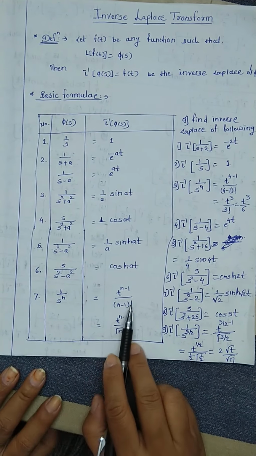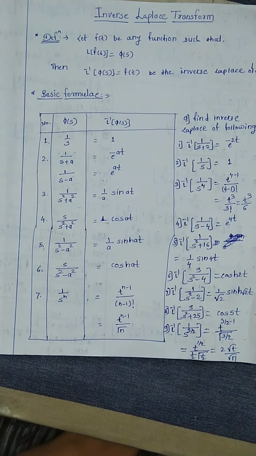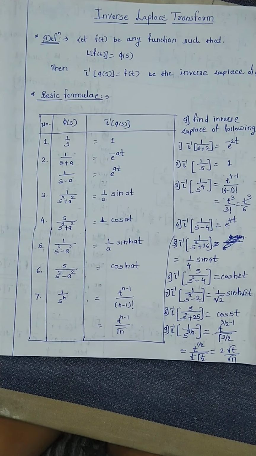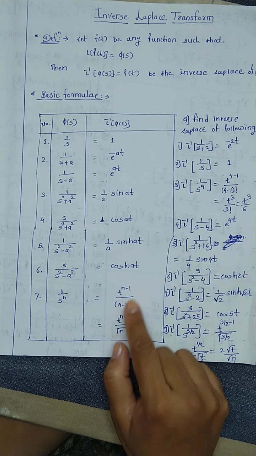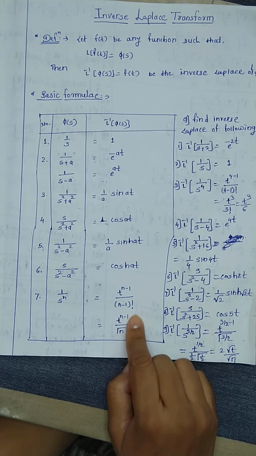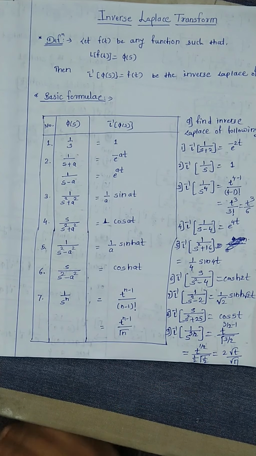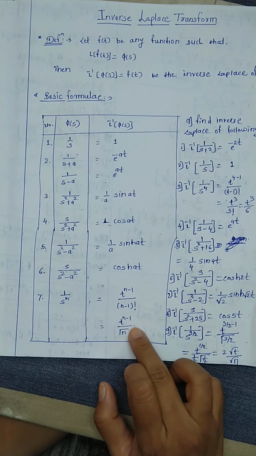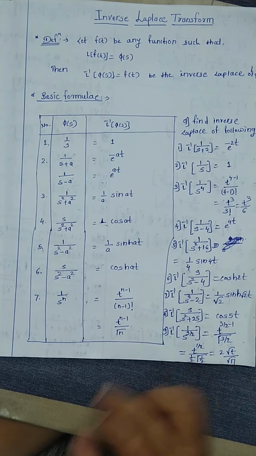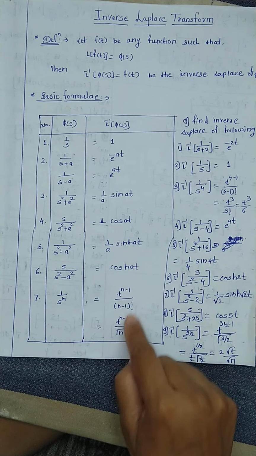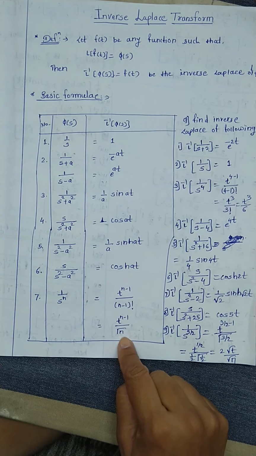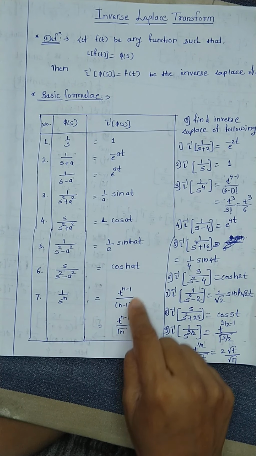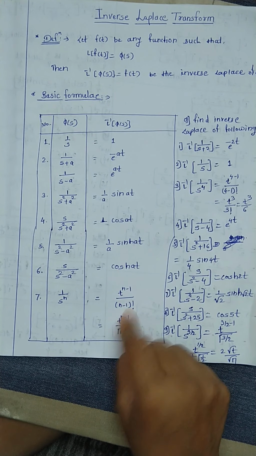The first one is for integers like 2, 3, 4 and so on: t raised to n minus 1 upon n minus 1 factorial, in terms of factorial. And the second one is in terms of fraction. If n is a fraction, you have to use this formula. For both formulas the numerator is the same: t raised to n minus 1. For gamma, only gamma n. For factorial, just one number less, the same as t raised to n minus 1.